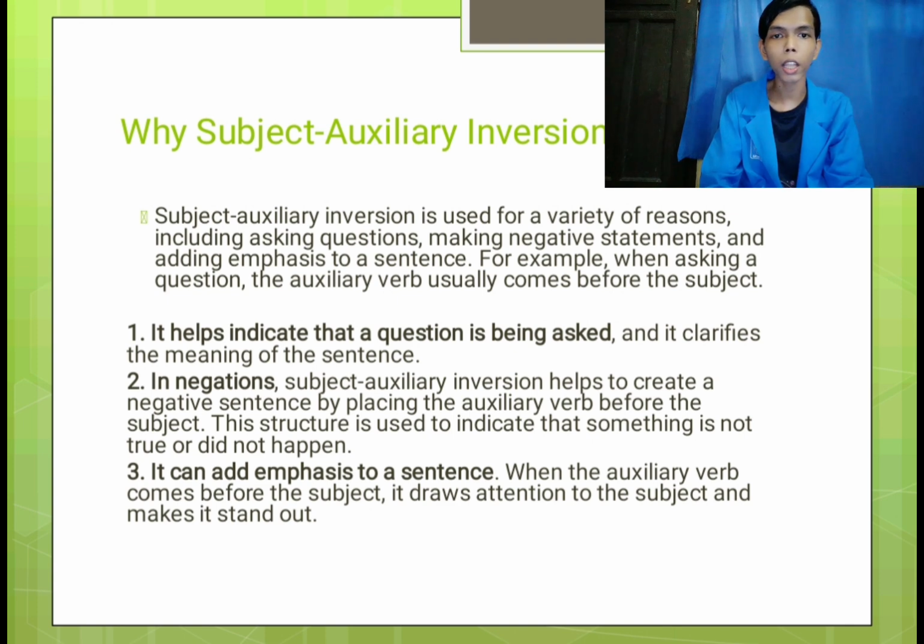The first is that it helps indicate that a question is being asked, and it clarifies the meaning of the sentence. The second is negation. Subject auxiliary inversion helps to create a negative sentence by placing the auxiliary verb before the subject. This structure is used to indicate that something is not true or did not happen. The third is that it can add emphasis to a sentence. When the auxiliary verb comes before the subject, it draws attention to the subject and makes it stand out.